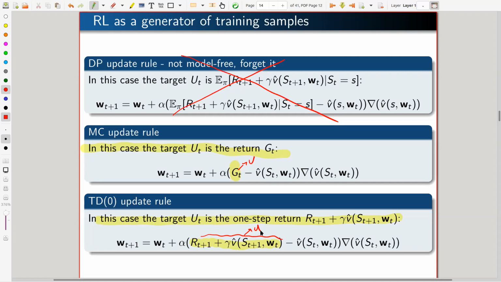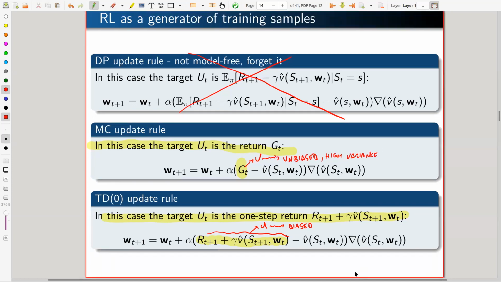And remember, it will be important later, that this estimate is unbiased, and this estimate is biased. This has high variance, so one good and one bad, and this has low variance.